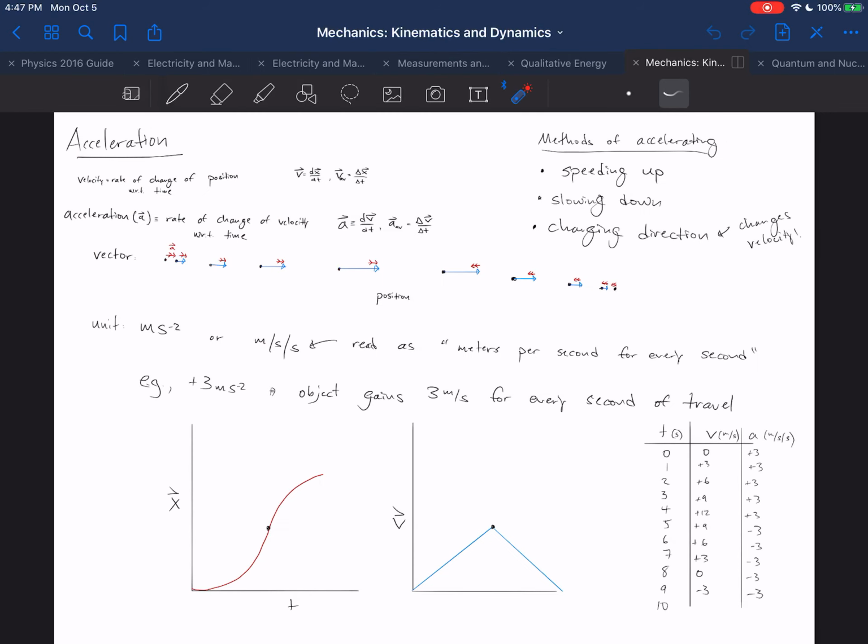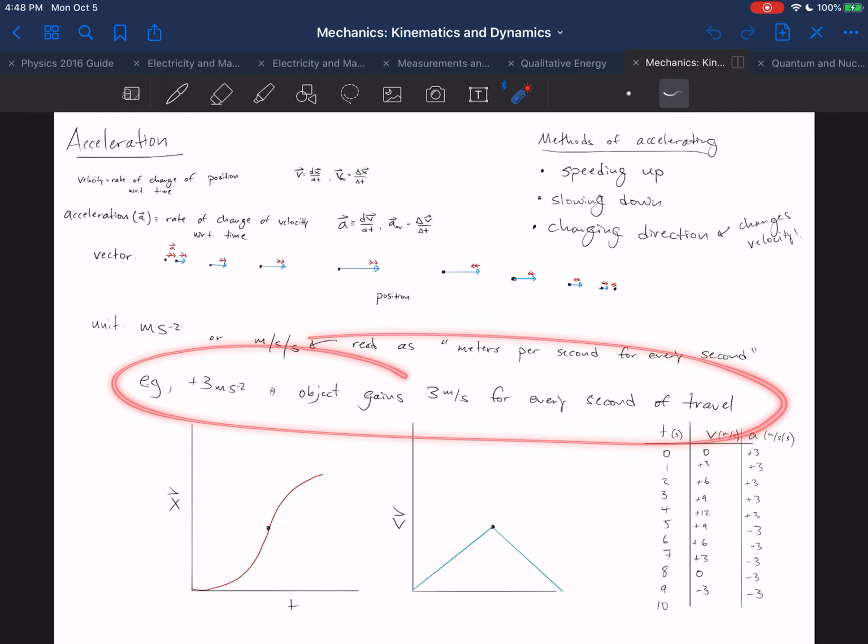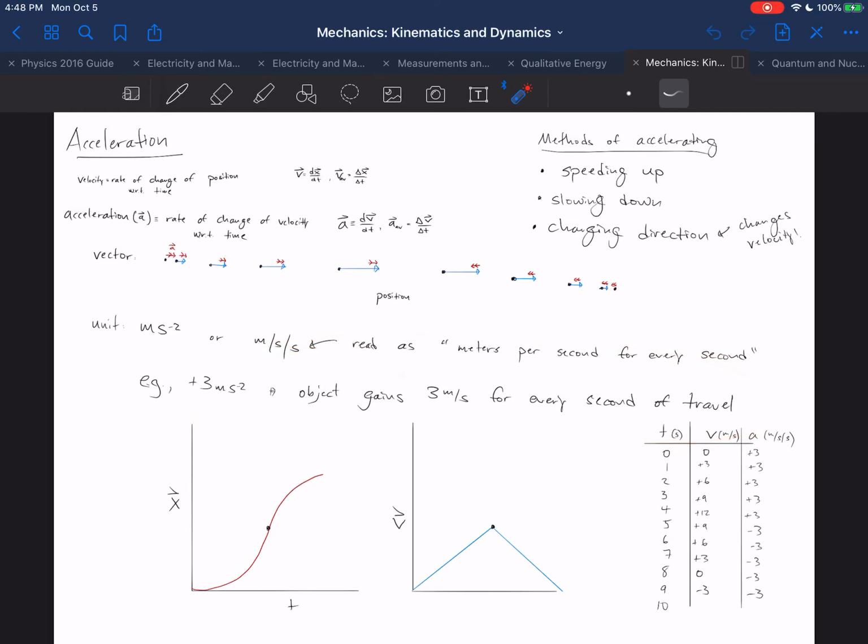The unit of acceleration is meters per second squared, or meters per second per second, which is how I would recommend you begin to read this unit out in your head. Usually you want to write it like this, but I would strongly recommend that you read this out in your head as meters per second per second, and it will help you keep track of what acceleration really means. So for example, if you have an acceleration of positive 3 meters per second squared, what that really means is the object is changing its velocity by plus 3 meters per second for every second of travel.